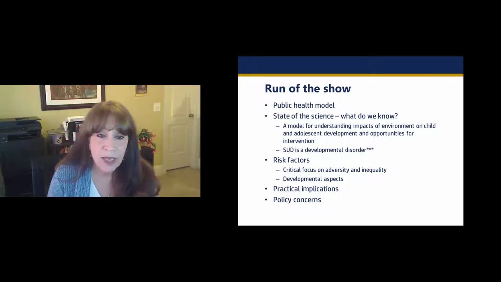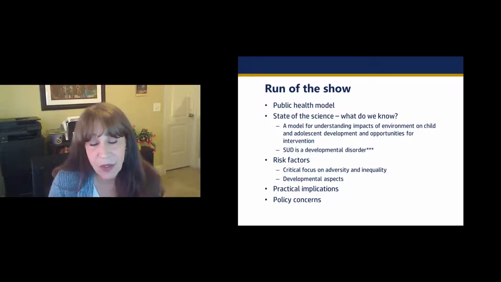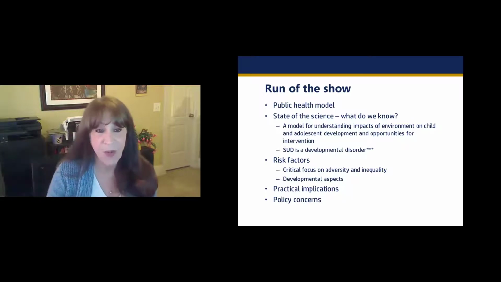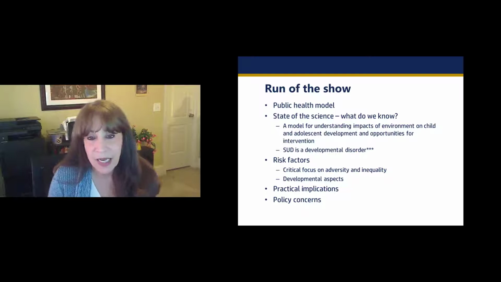So we know that substance use disorder is also developmental. So it doesn't just all of a sudden arise. It just doesn't emerge all of a sudden unexpectedly. There's usually a litany of things that a child or an adolescent has experienced previously that have accumulated and led to the emergence of a substance use disorder.